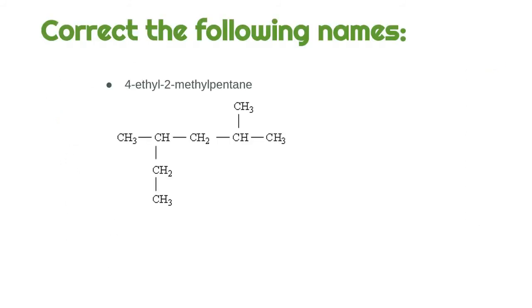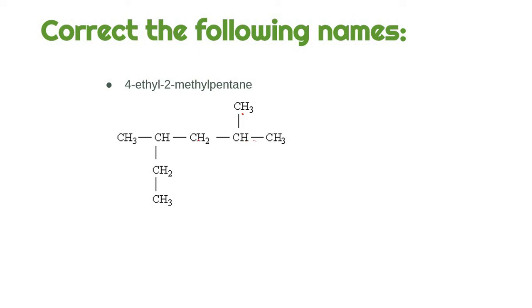Correct the following names. We did this in class, and you can do this again. You can pause the video. The answer for this one. This is named ethyl 2-methylpentane, but actually we should start numbering from here. Can I branch up? Or here?